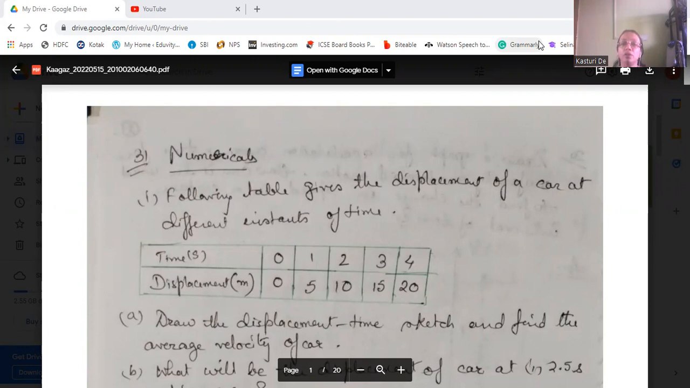So let me start with the numericals. Question number 31, I will continue with.